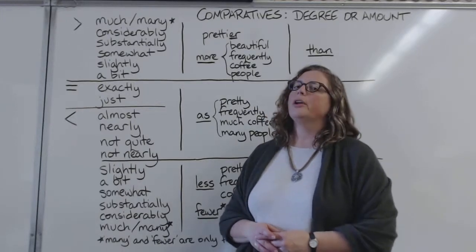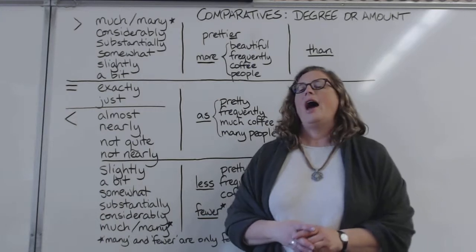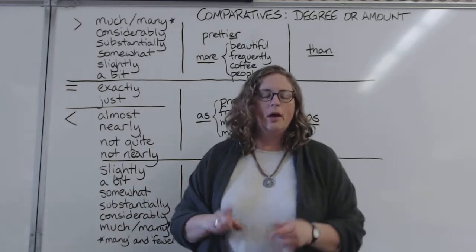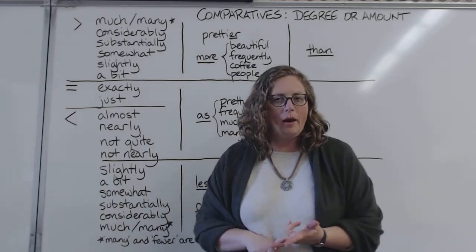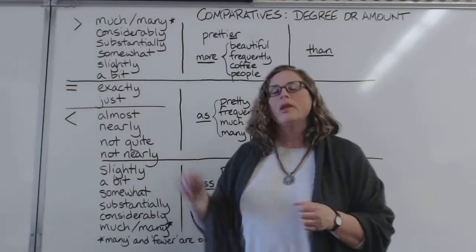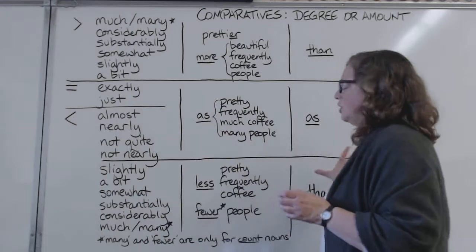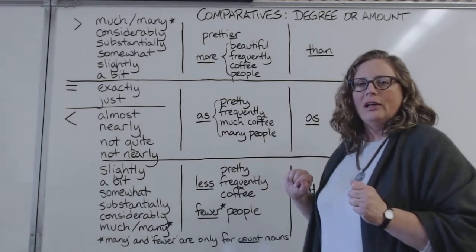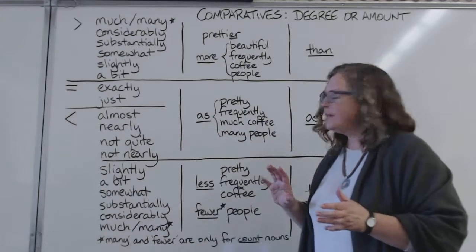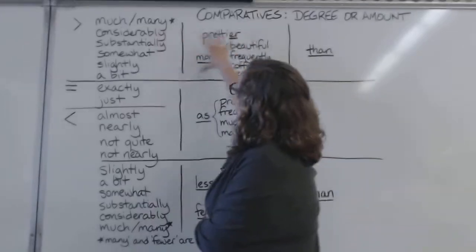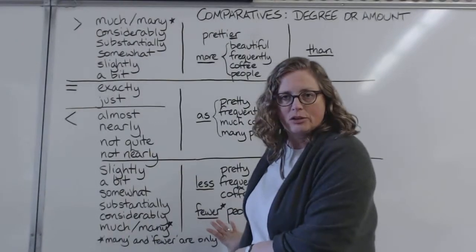So in this video, we're going to talk about comparatives, how to compare two things by degree or amount of difference. So I have a big list here for you, a chart actually, and we're going to take a look at this piece by piece. First, we're going to take a look at the top and the bottom sections.